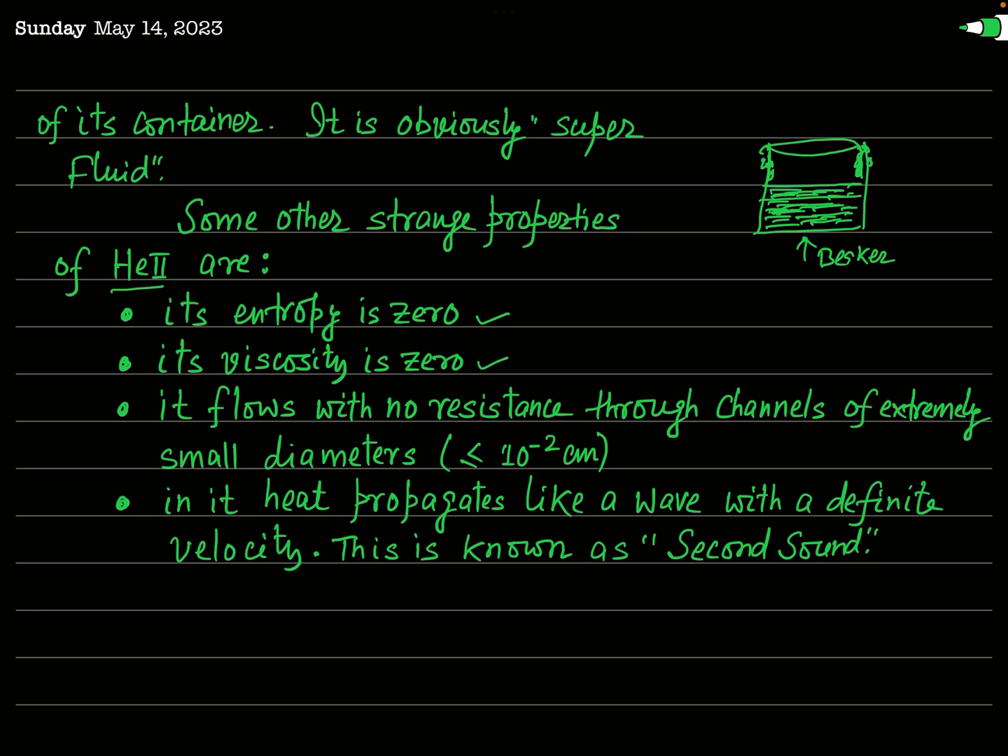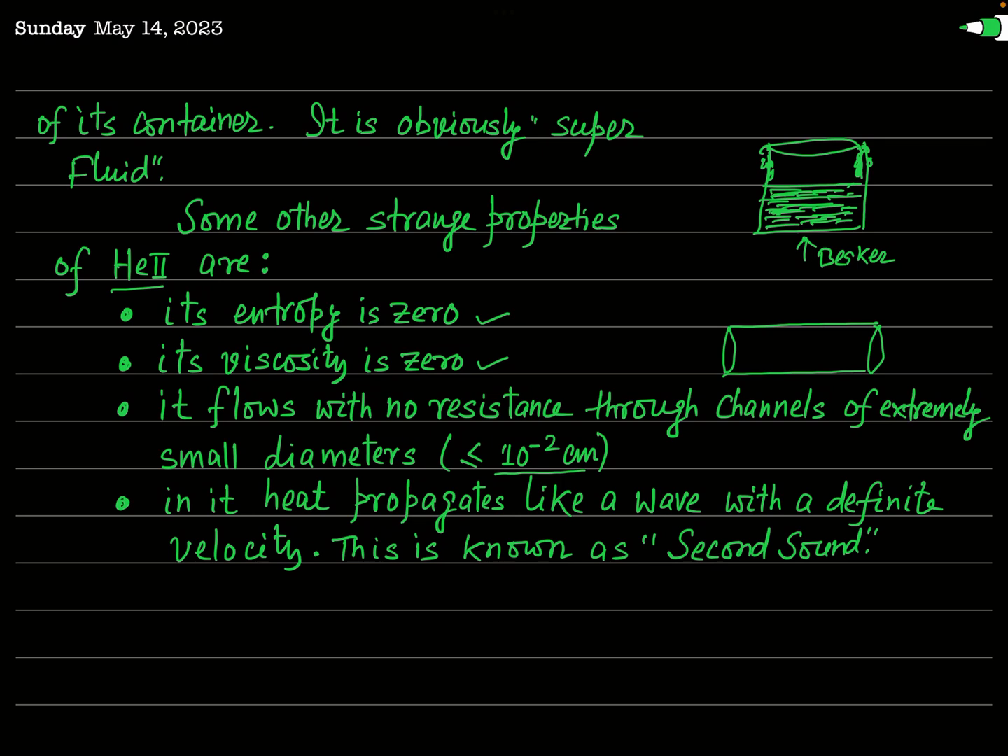Its viscosity is zero. It means there is no internal friction in case of helium 2. And as its viscosity is zero, when you take, let us say, a tube of a very small bore, a narrow channel whose diameter or radius is smaller than 10 to the power minus 2 centimeter.